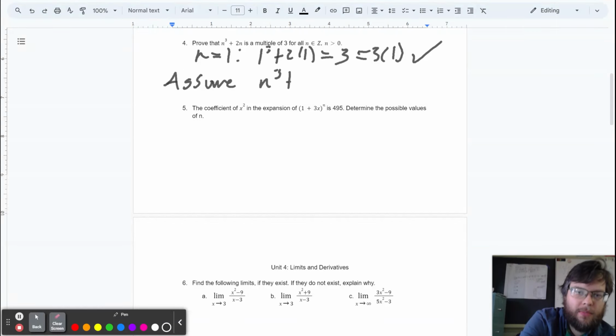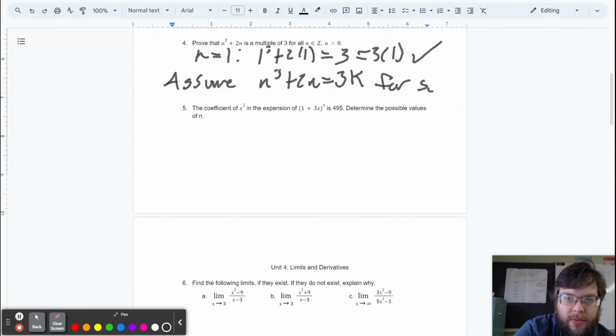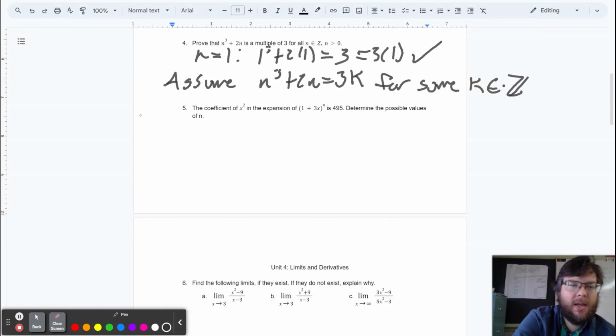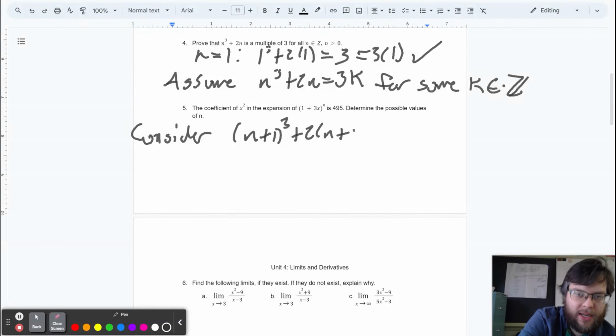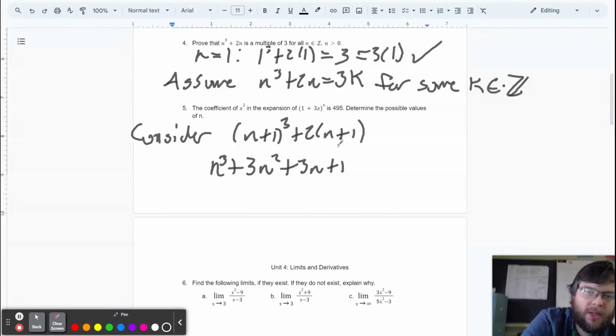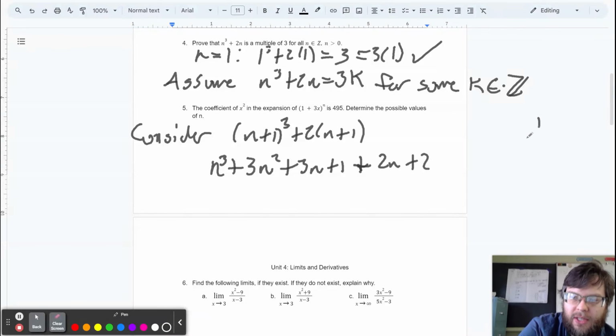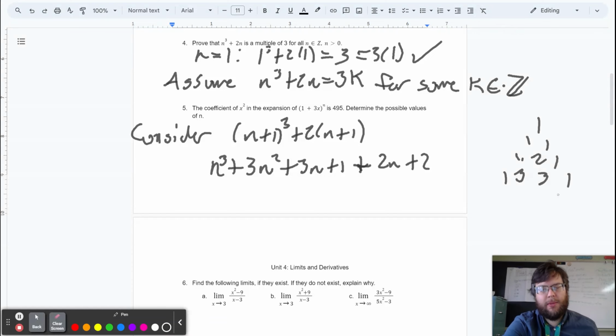Now we're going to assume that n cubed plus 2n is 3 times k for some integer. That's what it means to be a multiple. And then we're going to consider the next n value like this, and we're going to multiply it out. n cubed plus 3n squared plus 3n plus 1 plus 2n plus 2. By the way, all I did there was I just thought about Pascal's triangle and read off the coefficients. That's your binomial expansion.